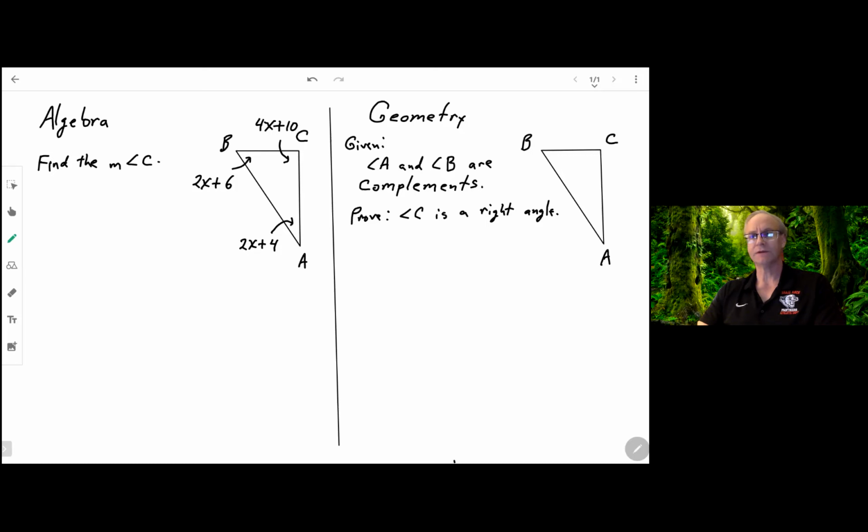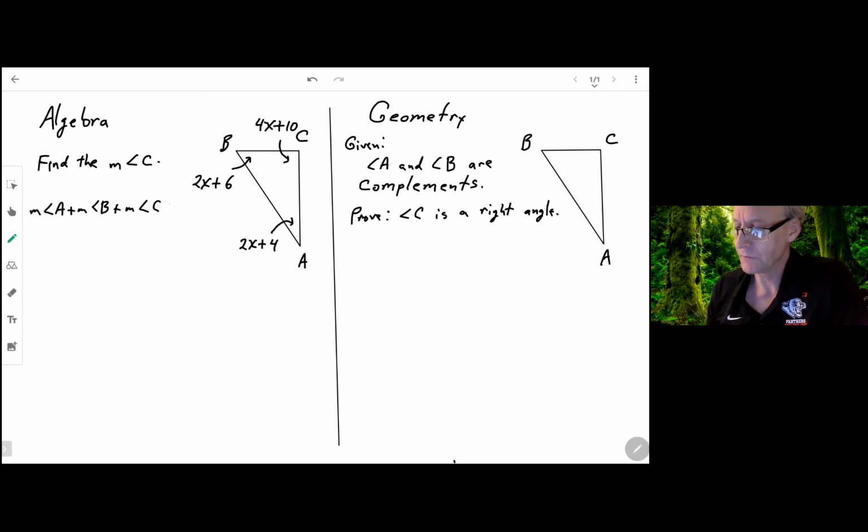My next step is to write a formula. The formula is the measure of angle A plus the measure of angle B plus the measure of angle C. If you add the 3 angles of any triangle, you get 180 degrees. We call that the triangle sum theorem. Now, I am going to do the next step, which is to substitute. Instead of the measure of angle A, I am going to put 2x plus 4.